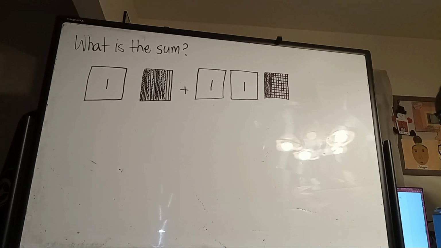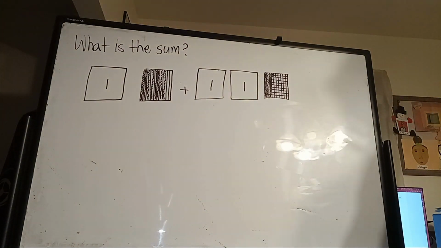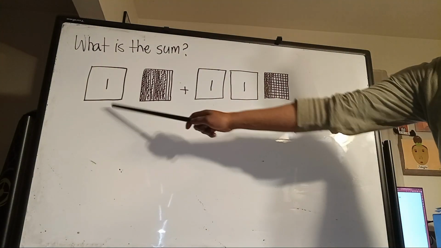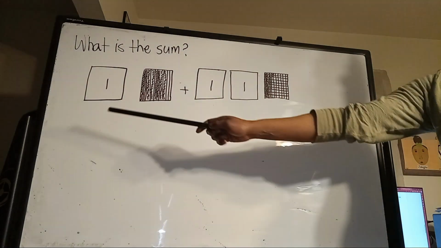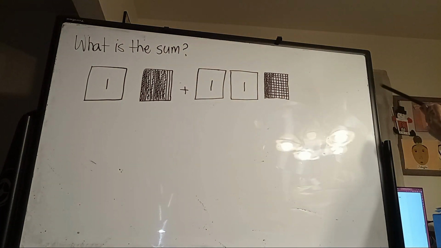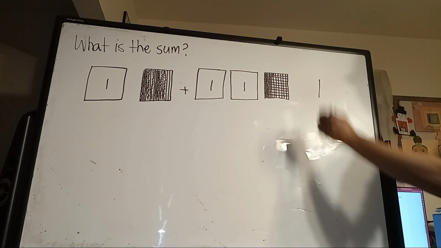Right, so for our next problem, again, what is the sum? So we have another set of diagrams. Now we have this square that's representing a whole. And how many wholes do we have? 1. All right, so we're just going to write out number 1.